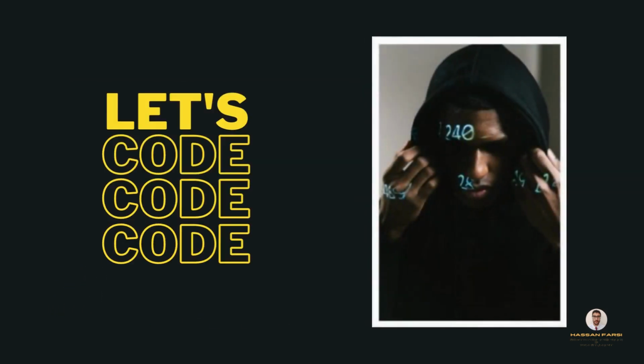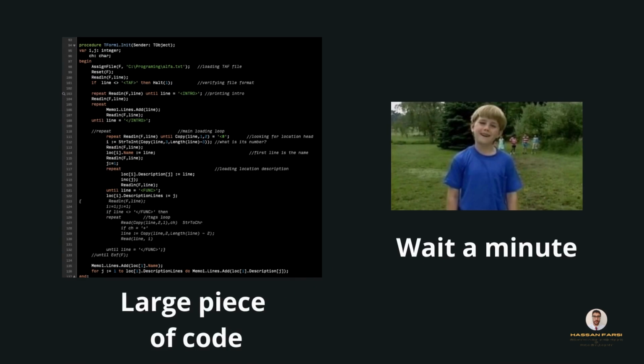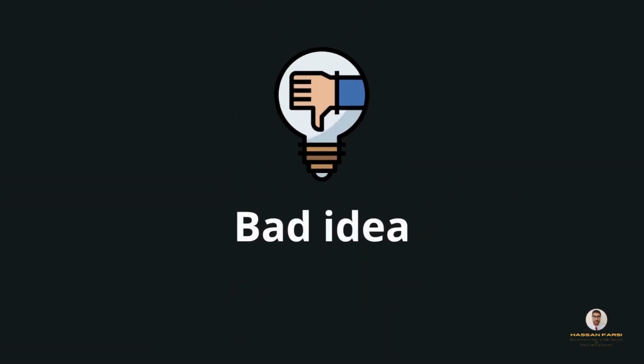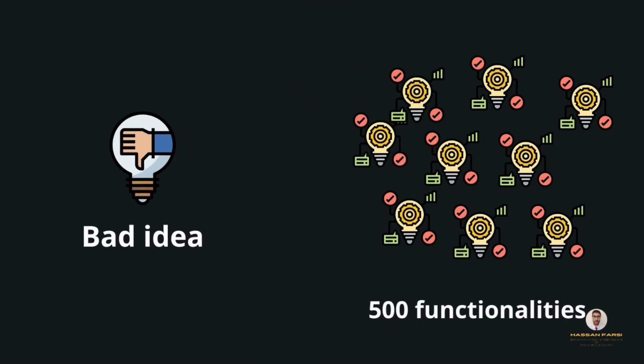So, let's start coding. But wait a minute, is it a good idea to create those functionalities as one large piece of code, like in one file? The answer is no. This is a bad idea. Imagine having 500 functionalities to make, and you did it in one piece of code. Finding mistakes and applying changes to them will be an impossible task.